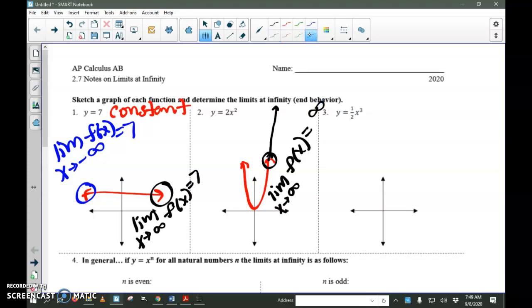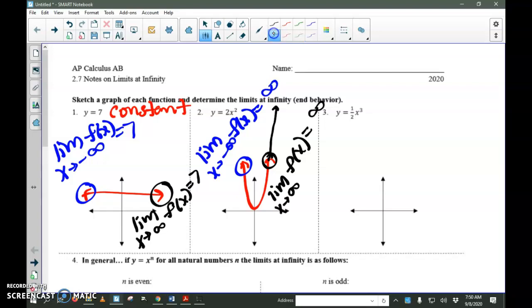And I need to see what's happening on the left side, or the limit as x approaches negative infinity of this particular function. And again, my y values are also headed towards infinity. So as I continue to put x values that are more and more negative into my function, my outputs are going to continue to be more and more positive. I'm squaring those negative numbers.